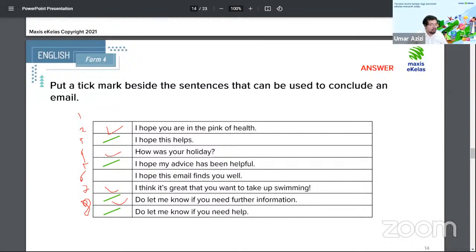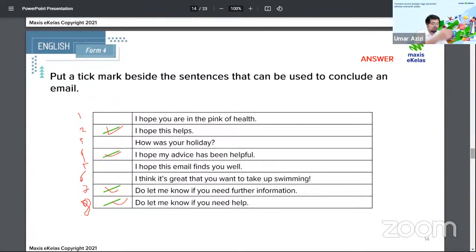I would like it that you write these down. So with the 3 minutes left, write this down. I'll leave it up for a while. I have a few more announcements before I end this class, and I'll read them out now while you take notes. Number 3 doesn't really work because it's the beginning. You don't ask questions so much at the end of the email. How was your holiday is the beginning part of the email.